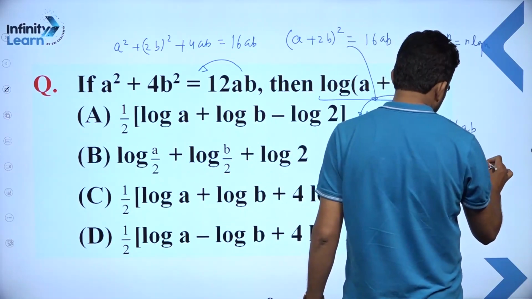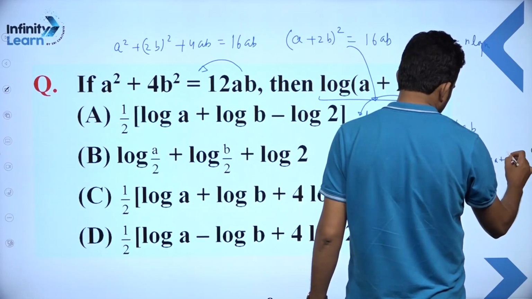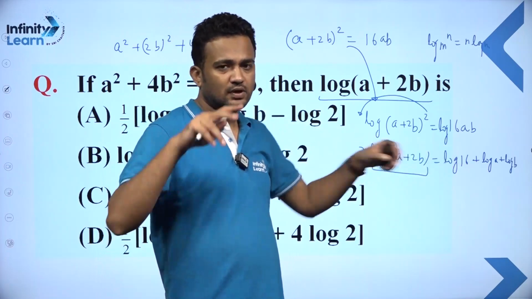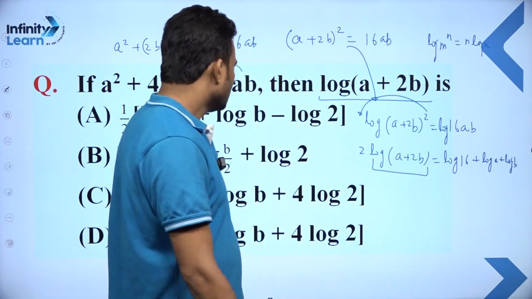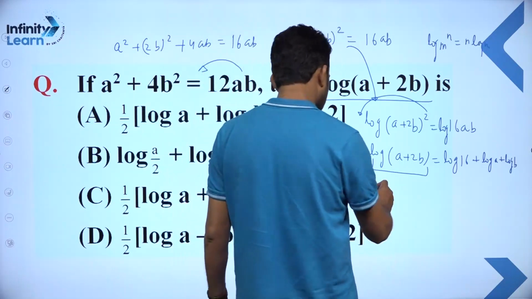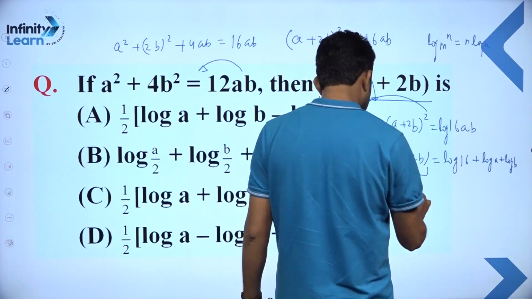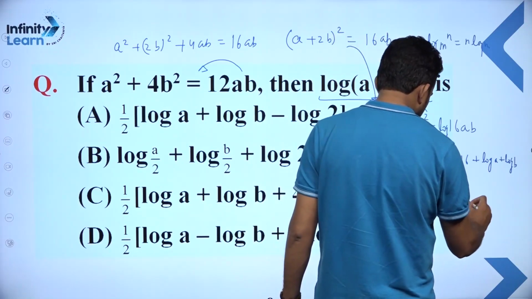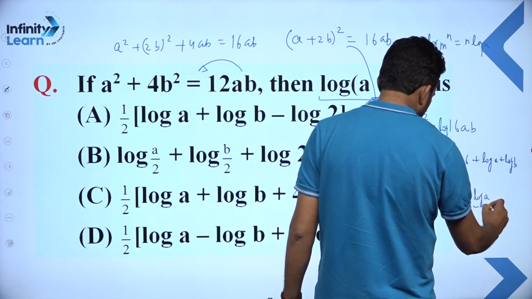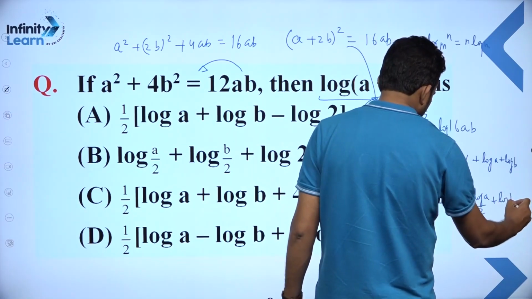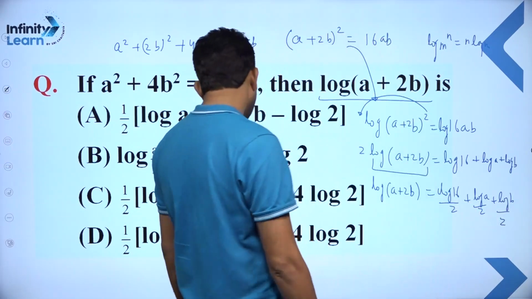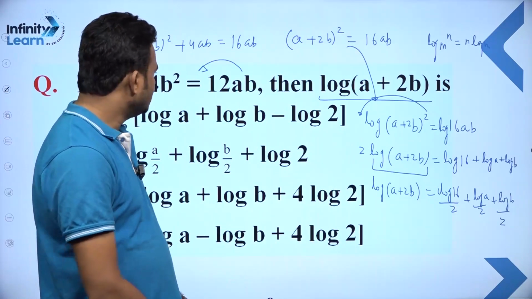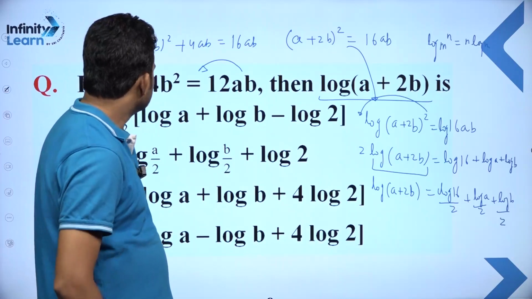Log 16 plus log a plus log b. So we have 3 terms. So we'll add them into 3 subparts separately, right? So let us find the value of log a plus 2b. So log a plus 2b is equal to, divide by 2. So we'll get log 16 by 2 plus log a by 2 plus log b by 2, right? So do we get any answer? Log 16 by 2. So this is 4ab, right?